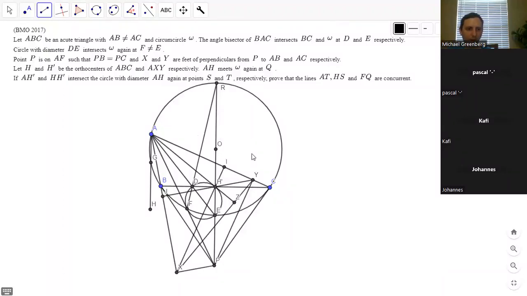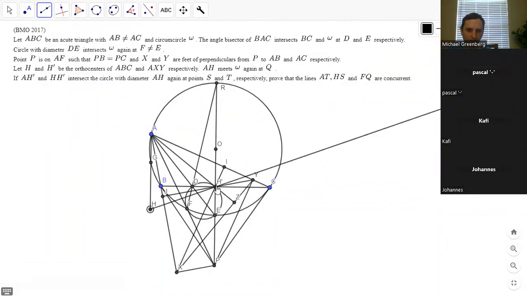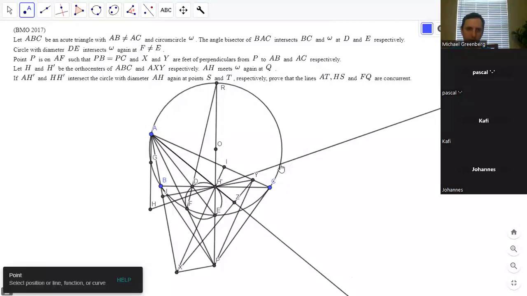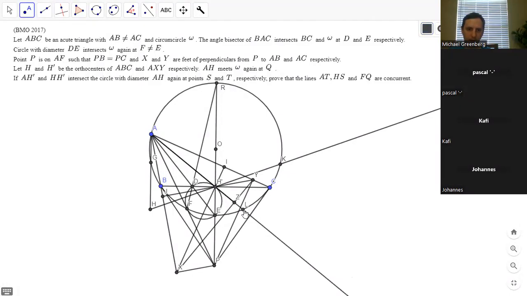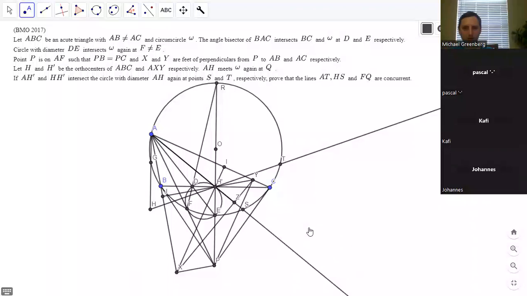And AH prime and HH prime intersect the circle at S and T. So this is T. If we can show that H prime is on BC, then I can finish the problem. It's not that hard. Okay. So the idea is to show that H prime lies on BC.